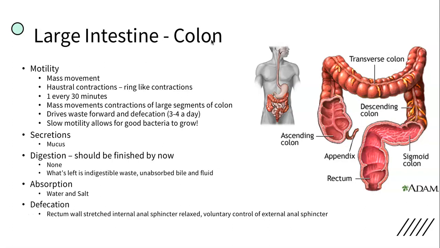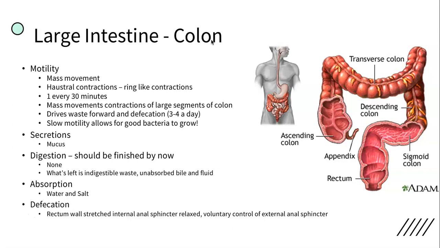What gets secreted here? Not much other than mucus, just to keep everything coated in a nice mucus layer so that everything's sliding along right. Then, of course, we have digestion that should be finished by now, so no digestion is happening here. What's left is the indigestible waste, unabsorbed bile, fluid. I didn't write it here, but also the breakdown of red blood cells, that's bilirubin, is coming here. So red blood cells that are getting destroyed, you also excrete that in your feces.